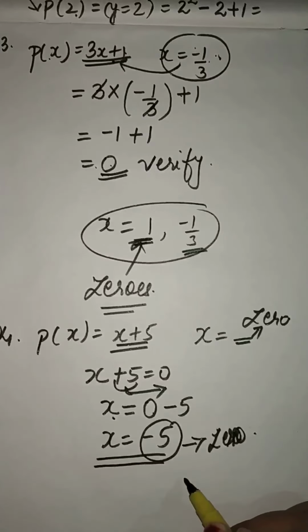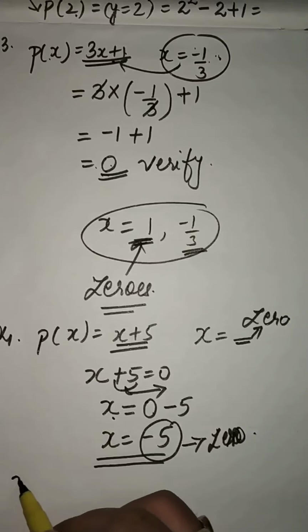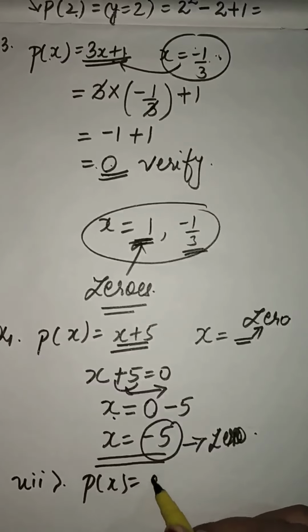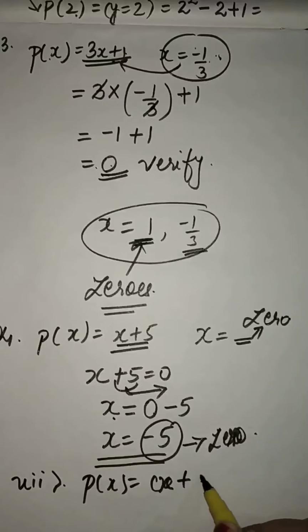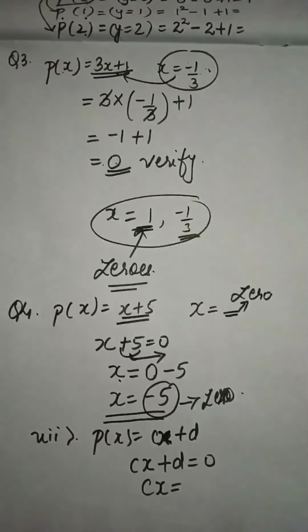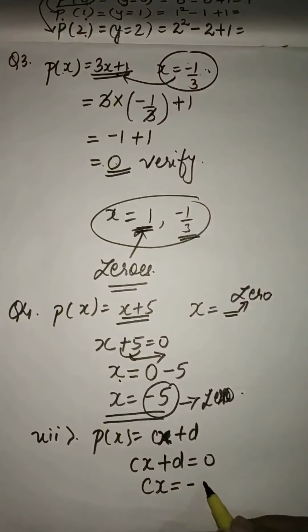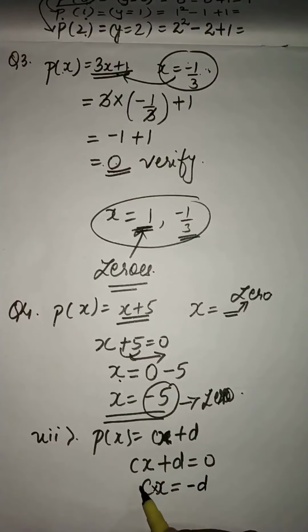Similarly with the 7th part, just see the 7th part. We have p of x is equal to cx plus d. So we will have cx is equal to minus d. And here it is multiplication, so c going to the other side will come as division. So we will have the value of x as minus d upon c. So this is according to zeros of the polynomial.